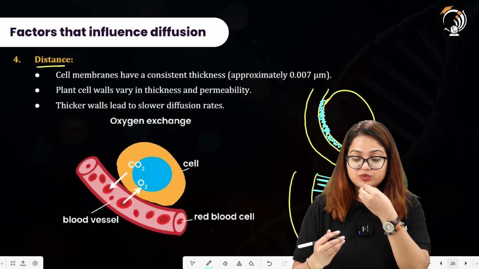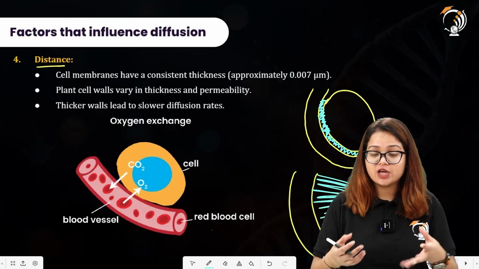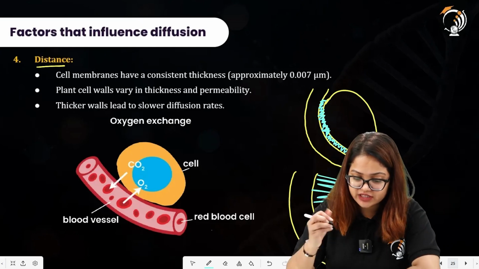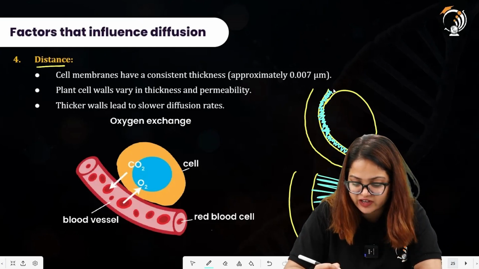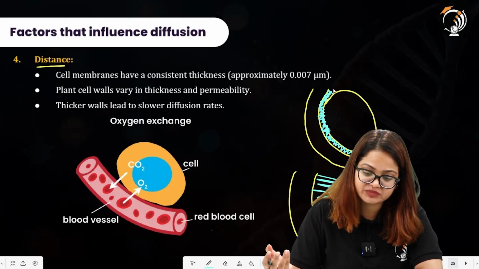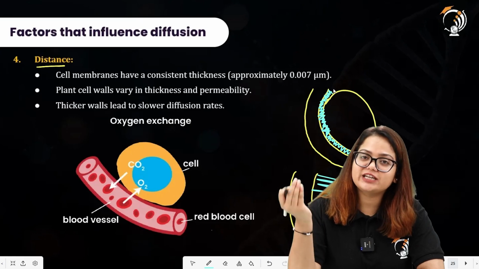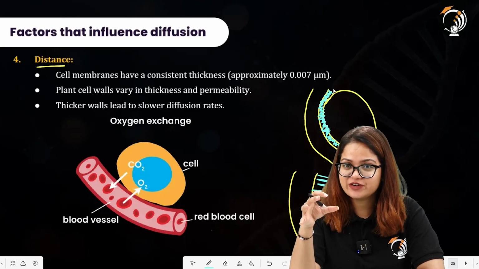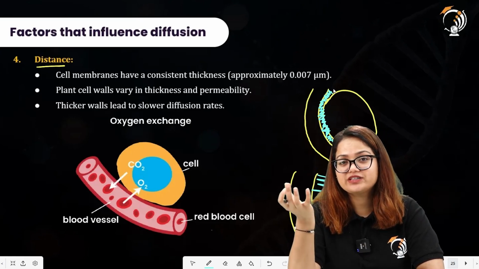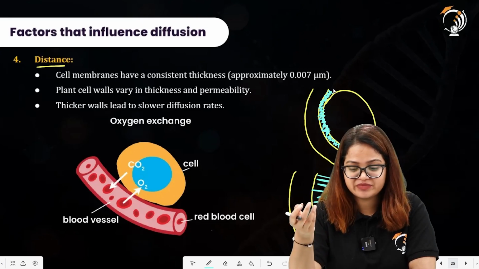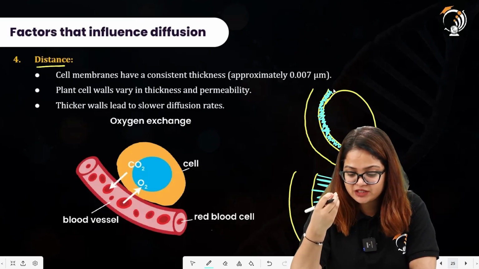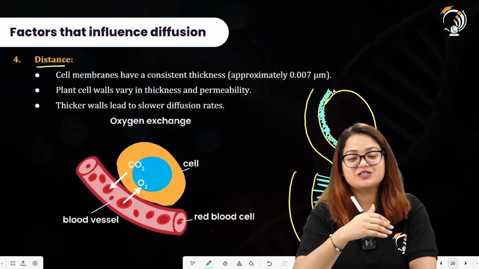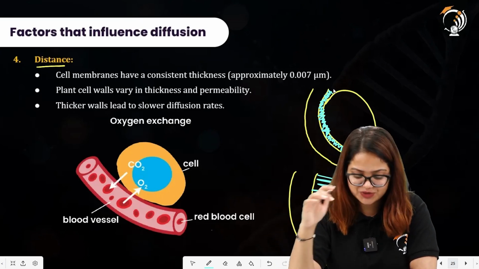So it will take more time for the gases to reach the blood capillaries, or for the movement of gases from the blood capillary into the cell. So the distance has a major role here in impacting the rate of diffusion. Increased distance will decrease the rate of diffusion, since it requires more time for diffusion to occur. The less the distance between two regions where the diffusion is occurring, the more will be the rate of diffusion, or more will be the diffusion speed. I hope this is clear to you all.